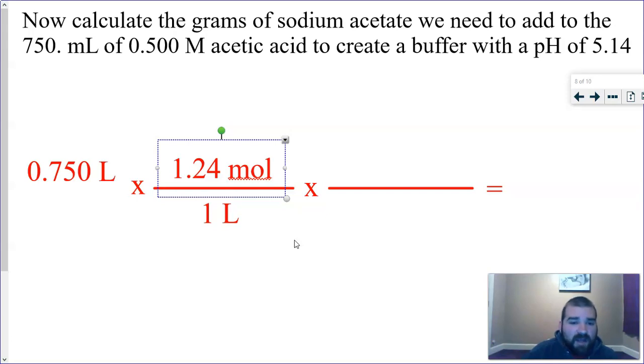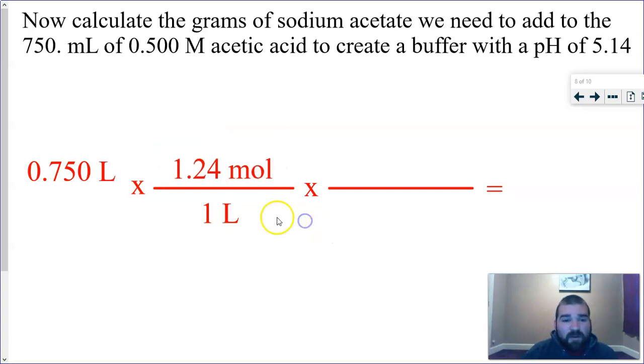I can't just go into the back chemical storeroom and grab a bottle of acetate. It doesn't exist. Acetate needs to be combined with something else. It's not stable as a lone ion in the solid form. In an aqueous form, it's absolutely stable as a lone ion, but that's not how chemicals are sold. So we have to grab the solid sodium acetate.